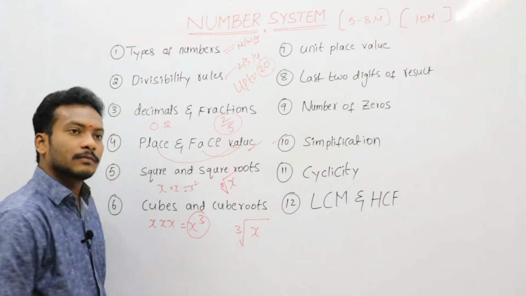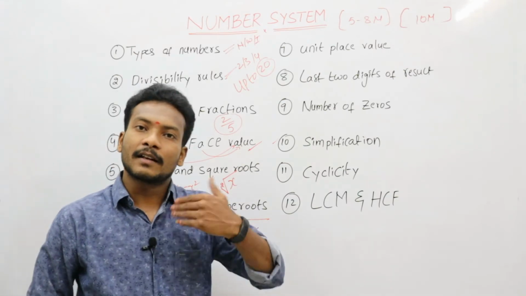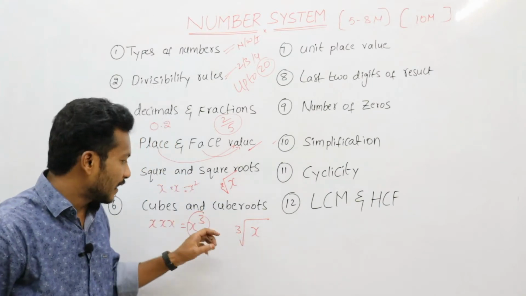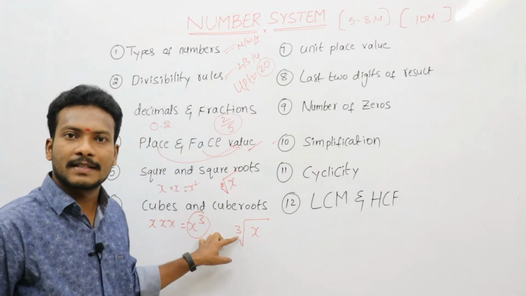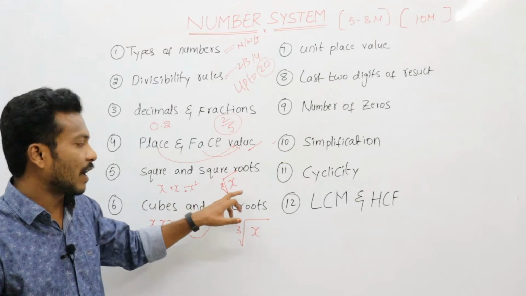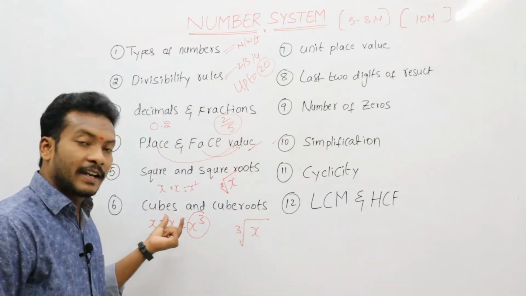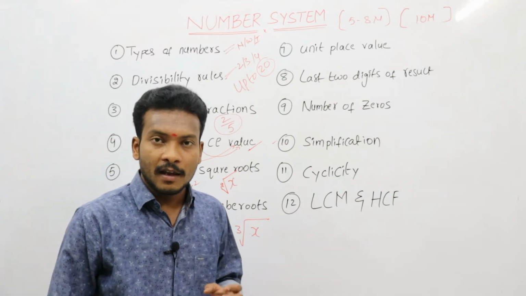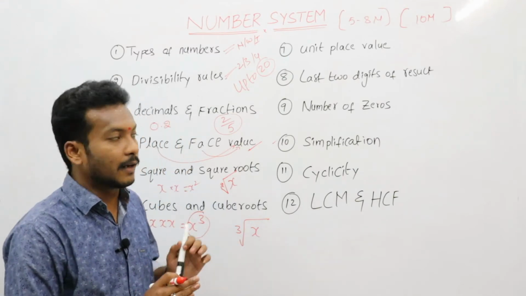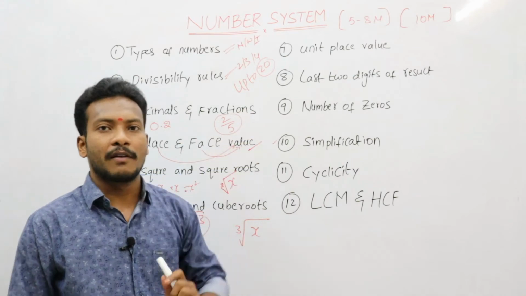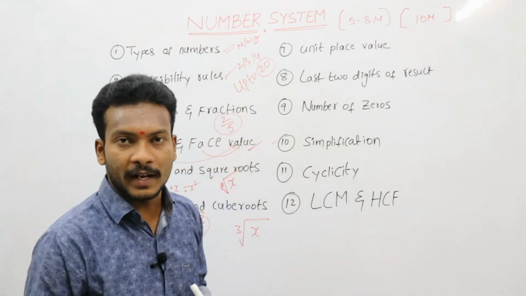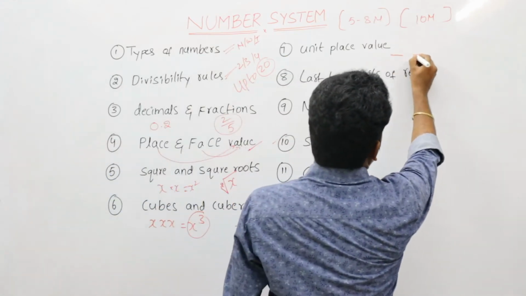Okay, whenever the roots are more than 2, we compulsorily write a value here. But for the square root, we can write it or not. Okay, how to find cubes and cube roots in an easy way, we are discussing in this chapter. Now move to the units place of a value. What is the meaning of units place? Last digit.